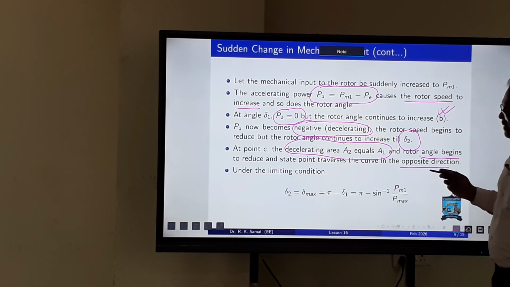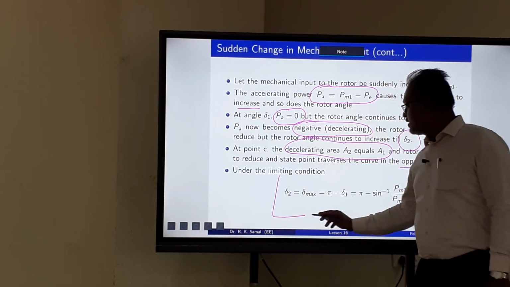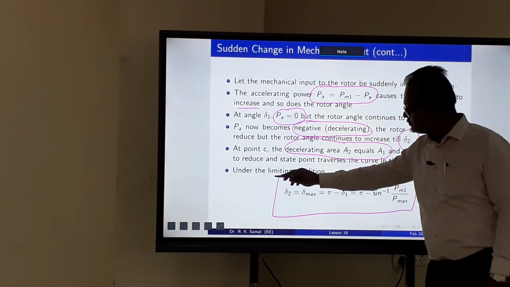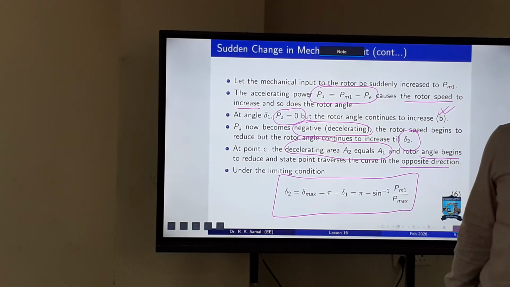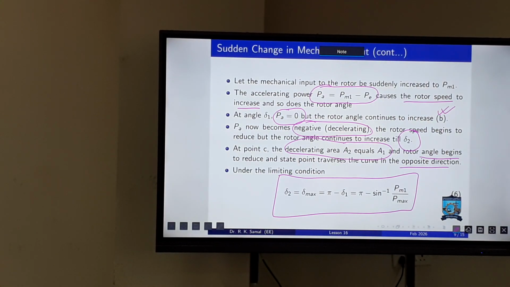Under limiting condition, write down this. We will explain this. Limiting condition means maximum area. We'll show you the figure in the next slide. The maximum angle to which it goes is known as δmax. So δ2, the next angle, will be δmax. That must be equal to π minus δ1. Question, we'll go to the next slide. This is a very important equation. Write it down.